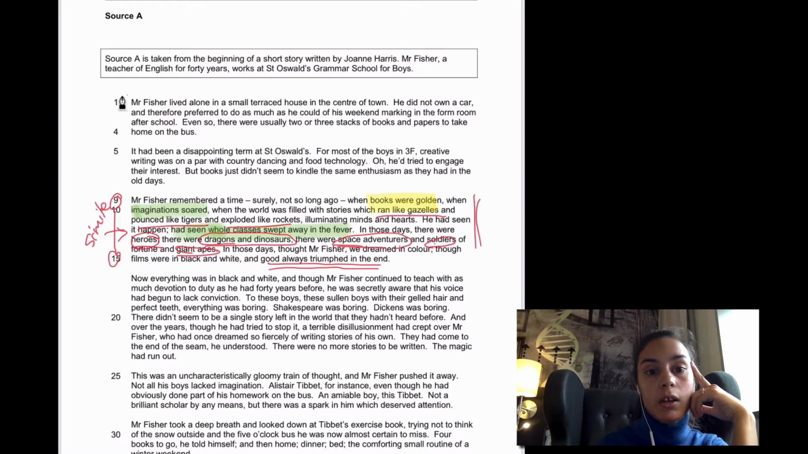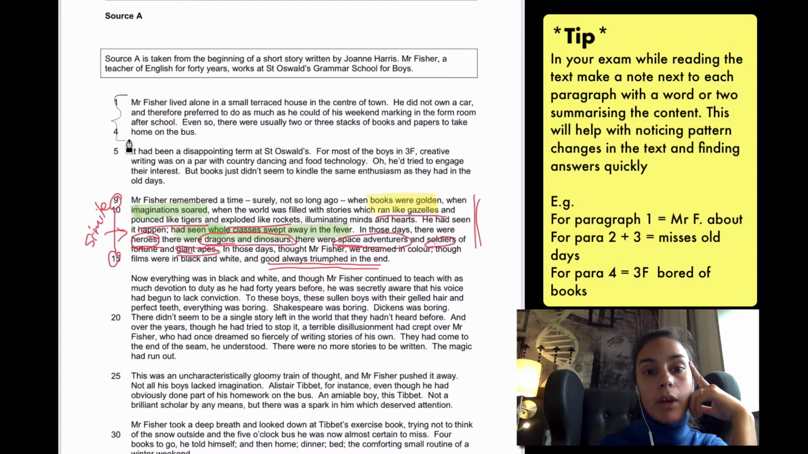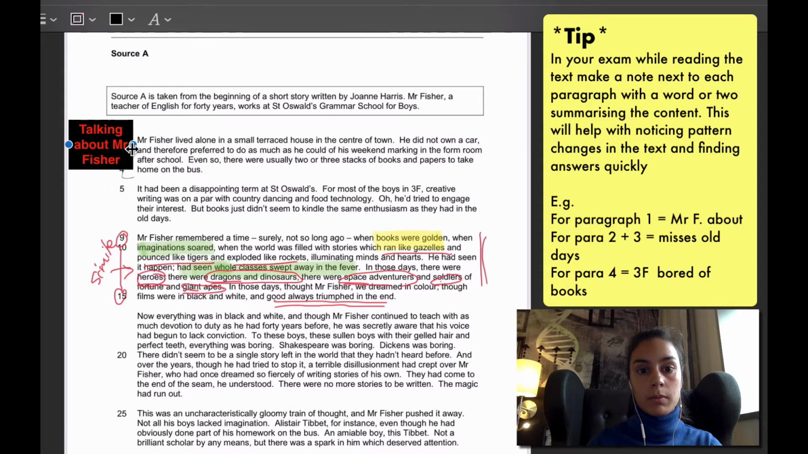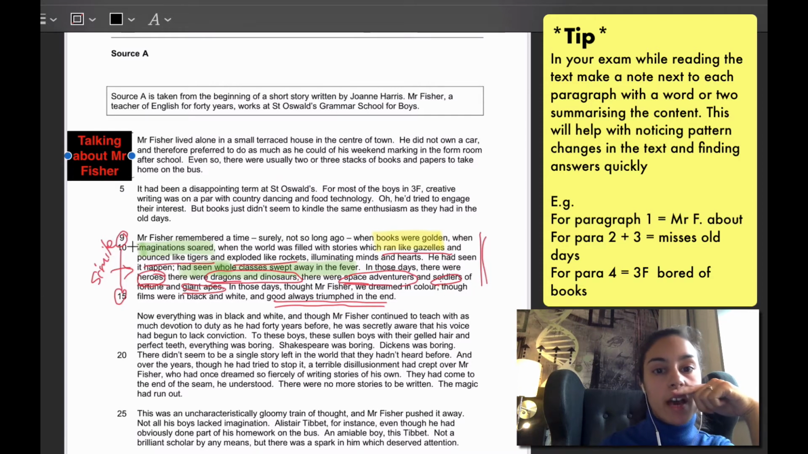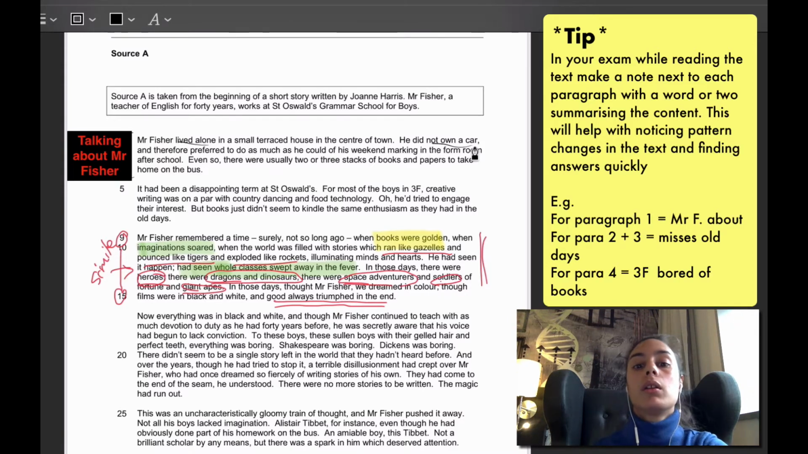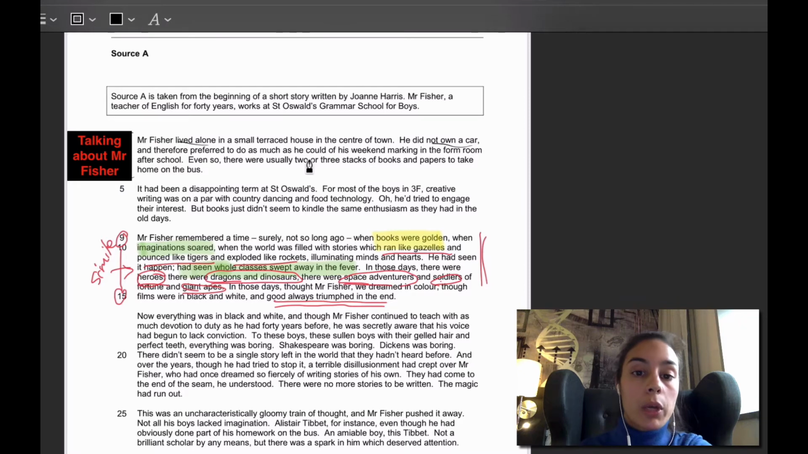So here, the first paragraph is talking about Mr. Fisher. So let's make a note of that. So we find out about the character. What do we find out about Mr. Fisher? We find out he lives alone. He doesn't own a car. And remember from question 1, you will have listed some of this. And he prefers to do his marking at school. Okay, so we're learning about the character.